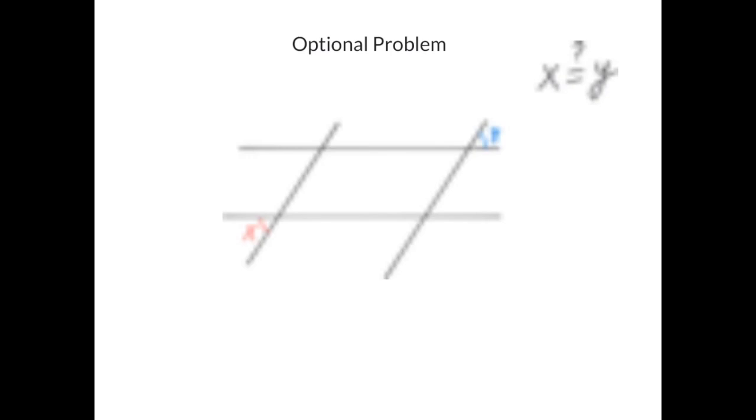Here is the optional problem. Suppose we have a pair of parallel lines here, and another pair of parallel lines here. And suppose this angle is x and this angle is y. We need to prove that x equals y.